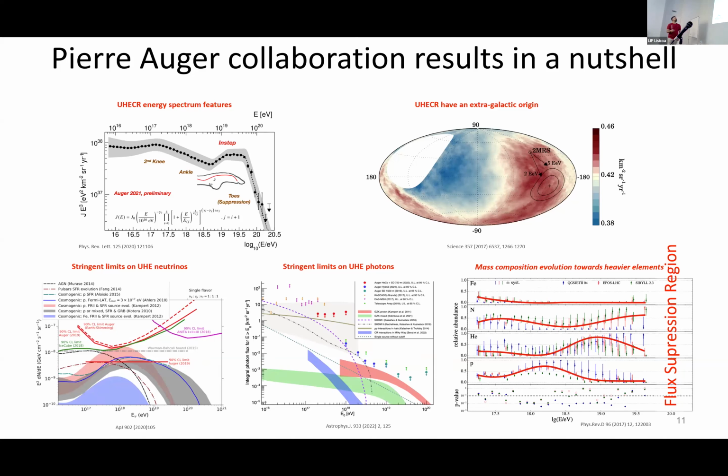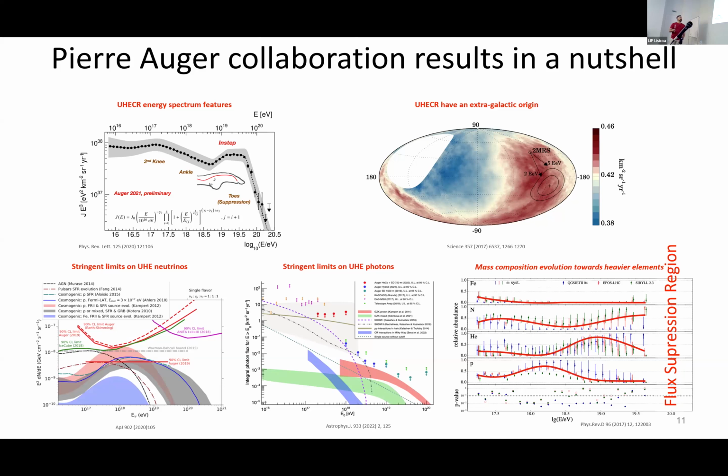The other thing that we saw is that we have a dipole which is not aligned with the center of the galaxy, indicating that most energetic cosmic rays come from outside of the galaxy. Then we have limits on neutrinos and on photons, where we don't have photons and neutrinos, and this is excluding a lot of scenarios, top-down decays of strange particles, let's say it like that. And so this is excluding a lot of scenarios.